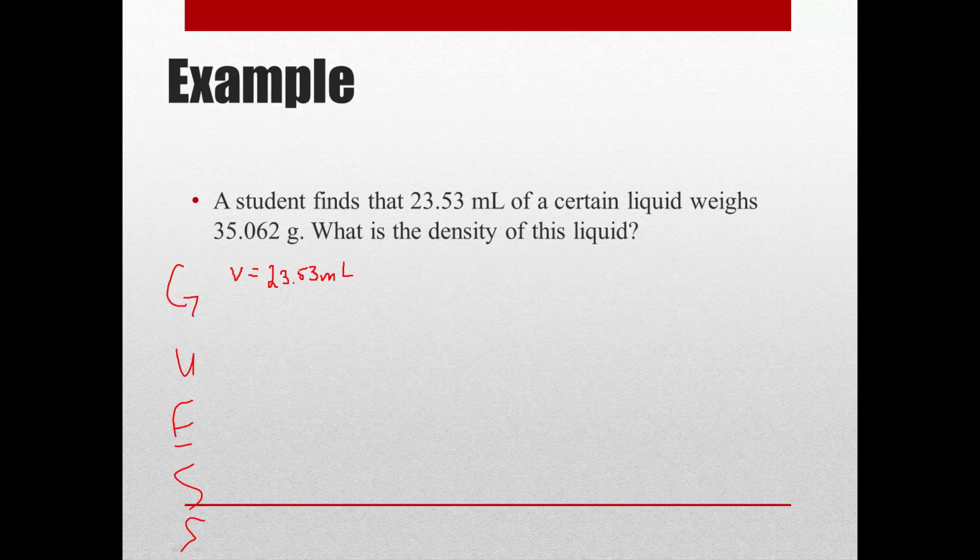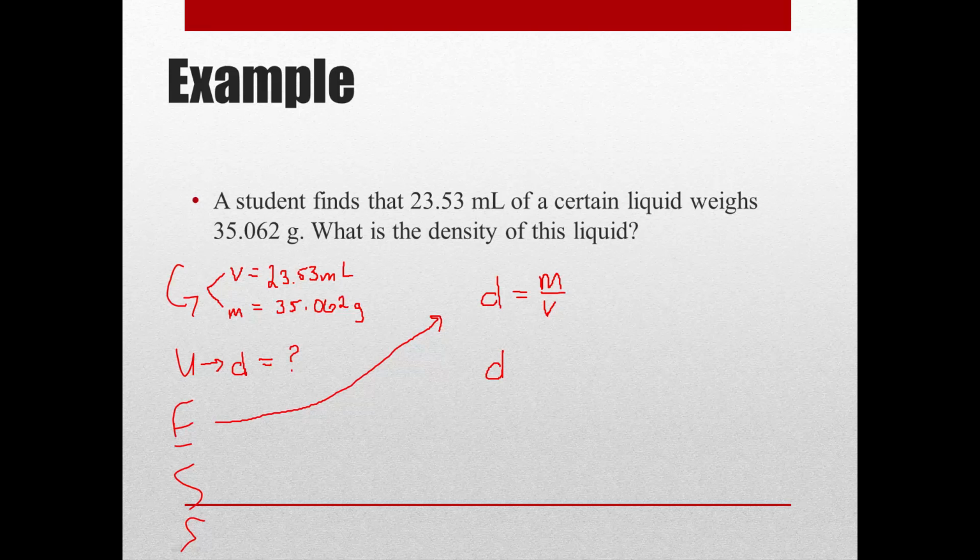The student finds 23.53 milliliters of a certain liquid weighs 35.062 grams. So mass equals 35.062 grams. The density of the liquid is being asked for. Okay, so there's my G right here. My unknown is my density. An equation that I can use to solve this is density equals mass over volume.